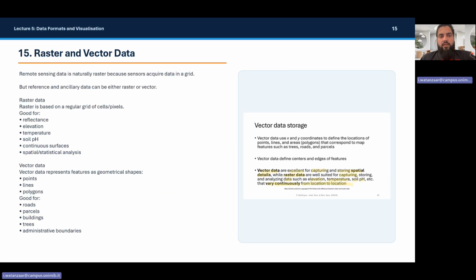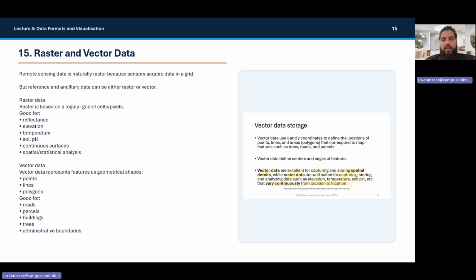Now we have raster and vector data. Remote sensing data is naturally raster because sensors acquire data in a grid. We already discussed this, that remote sensing data is almost always in raster form, acquired in a grid. We discussed the raster grid. It is a rectangular format of pixels holding a single value or multiple values, depending upon the bands, in the second or third lecture.